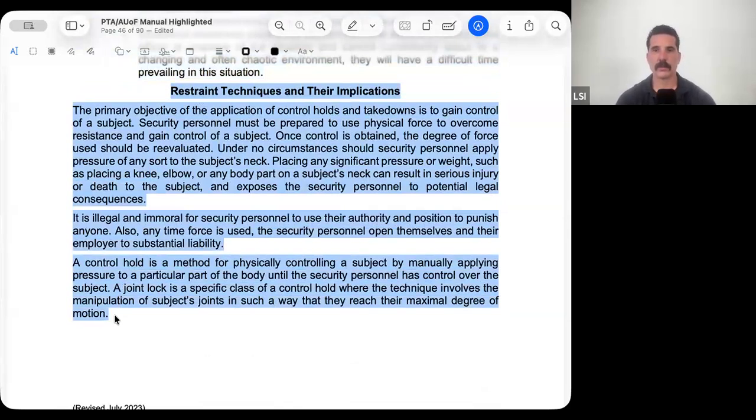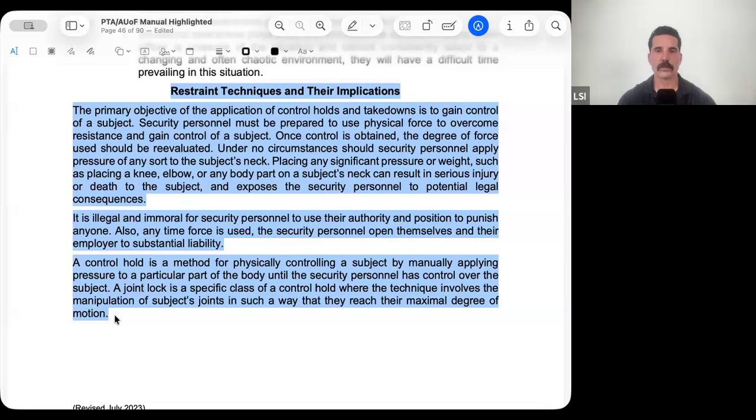Restraint techniques and their implications. The primary objective of the application of control holds and takedowns is to gain control of a subject. Security personnel must be prepared to use physical force to overcome resistance and gain control of a subject. Once control is obtained, the degree of force used should be reevaluated. Under no circumstances should security personnel apply pressure of any sort to the subject's neck. Placing any significant pressure or weight, such as placing a knee, elbow, or any body part on a subject's neck, can result in serious injury or death to the subject and exposes the security personnel to potential legal consequences.